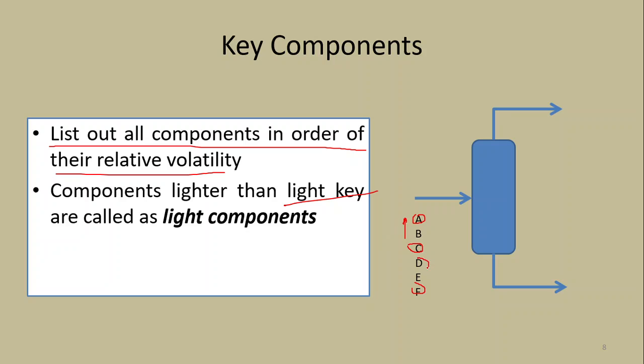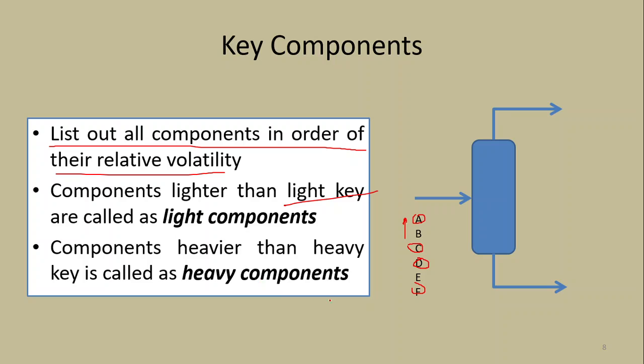And suppose D is the heavy key. All the components that are heavier than the heavy key are called the heavy components. So in our case, C and D are the key components, A and B are the light components, and E and F are the heavy components. So this is the way to define and understand what the key components, the light components and the heavy components are. Thank you very much.